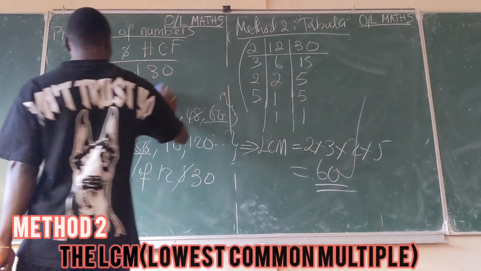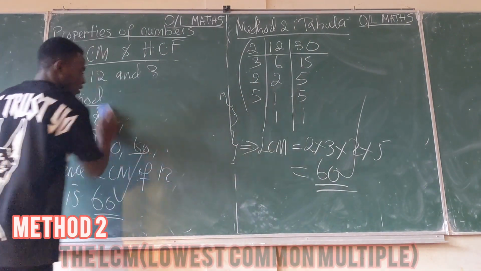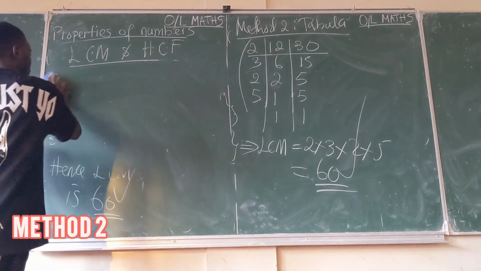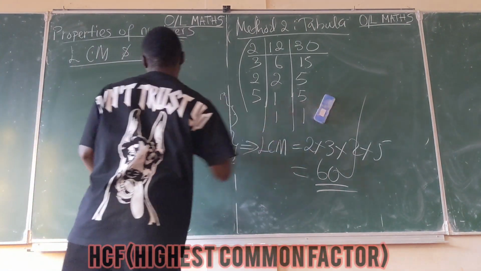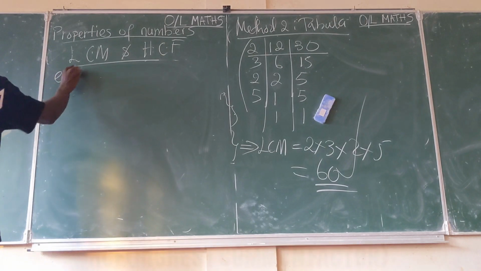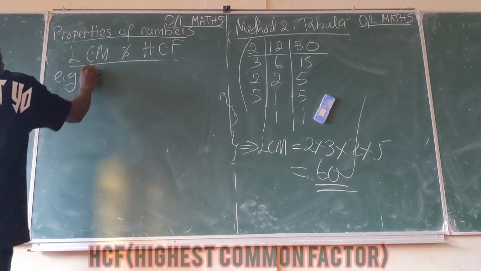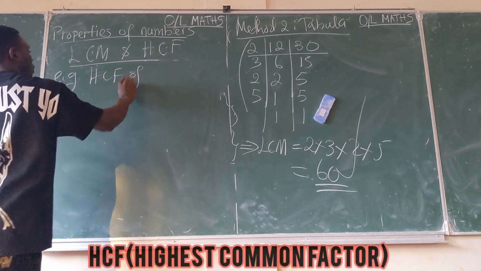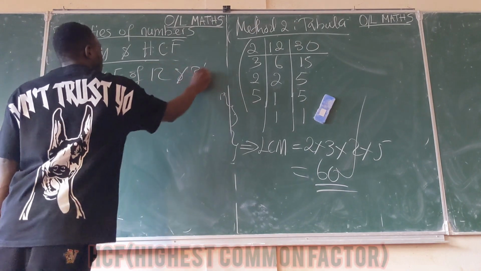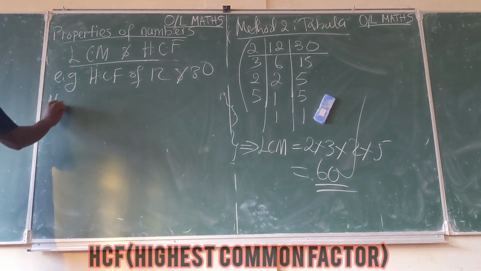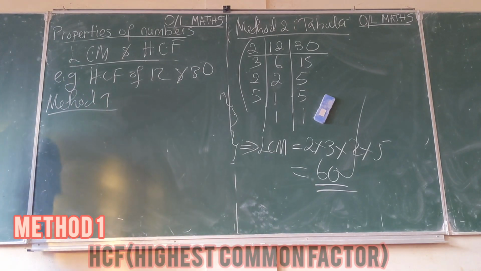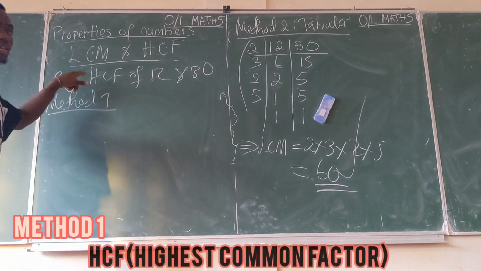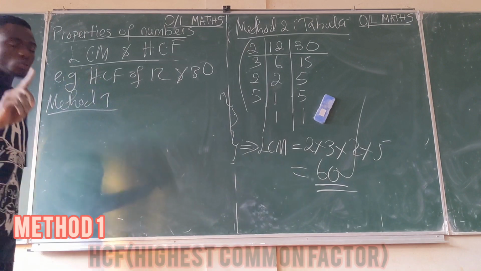Now to this effect, we are going to look at the concept of HCF using the same example for better understanding. So I'm going to be looking for the HCF of 12 and 30, and we are going to begin with method 1. Method 1 simply says that we are looking for the HCF. HCF means the highest common factor.